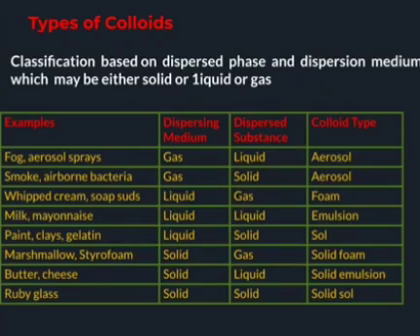Next, types of colloids. Here the classification is based on dispersed phase and dispersion medium, which may be either solid or liquid or gas. Examples: fog, aerosol spray. In this, the dispersion medium is gas, the dispersed phase is liquid. Here these colloids are aerosols. Example: smoke, airborne bacteria, etc. In this, the dispersion medium is gas, the dispersed phase is solid. Here these are also called aerosols.